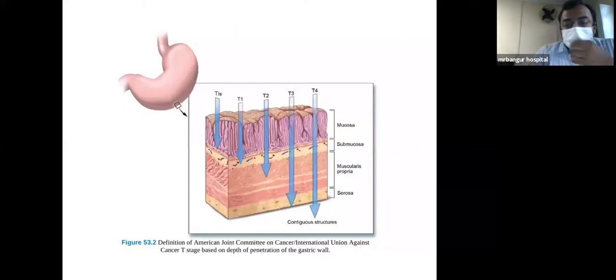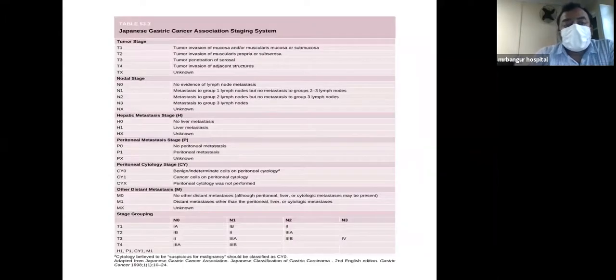This is a pictorial depiction of the AJCC classification, where it shows how far it has invaded into the stomach wall or surrounding structures. And another tool is the Japanese Gastric Cancer Association staging system, which takes into account the hepatic metastasis stage, peritoneal metastasis stage, peritoneal cytology stage, along with tumor staging, nodal staging, and other distant metastasis staging.